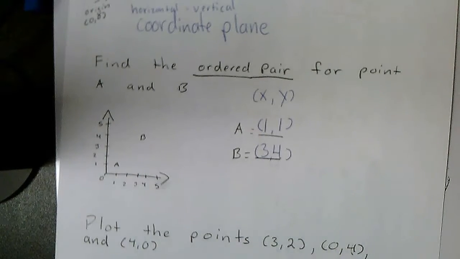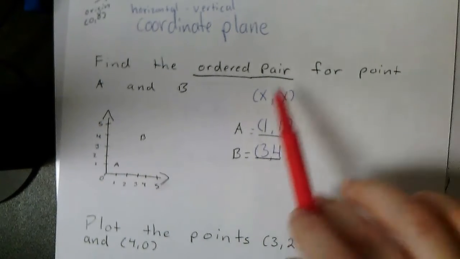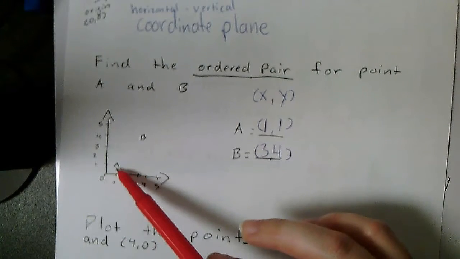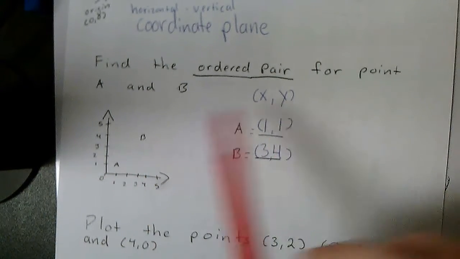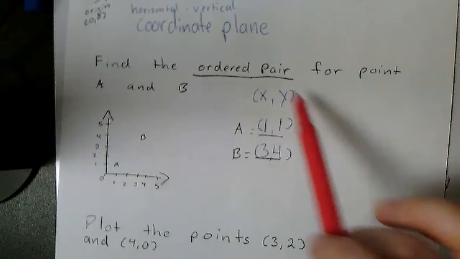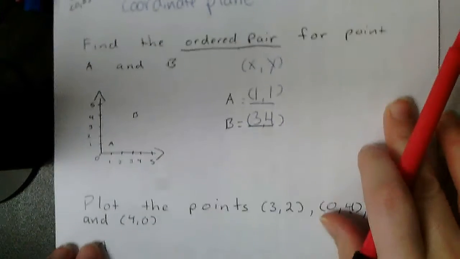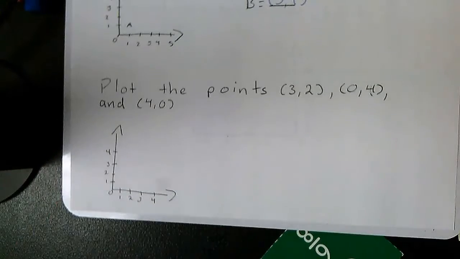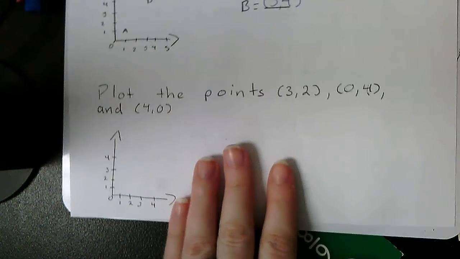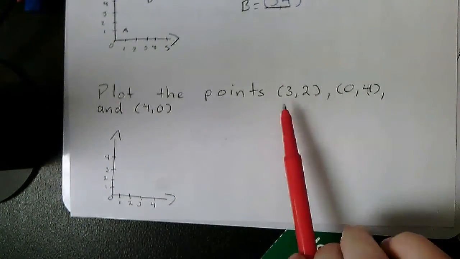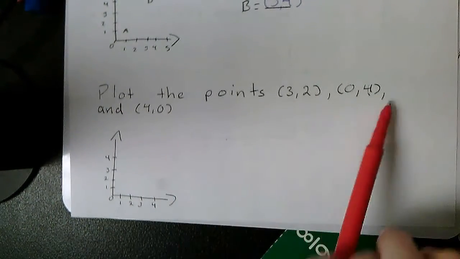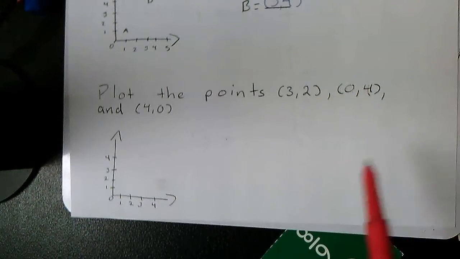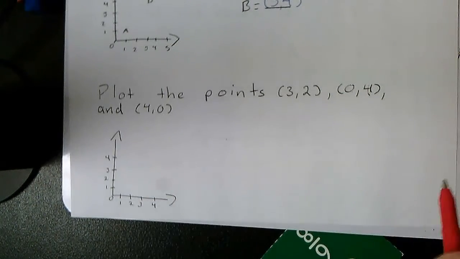And that's all we have to do when we are finding the ordered pair for a point. If you ever see a question like this, you look at the graph, you find the x and the y coordinate, and you write it just like so. Now, another type of problem that you could see is when you have to plot the points on a graph. If you see ordered pairs separated by commas, it's asking you to plot these points on your graph.